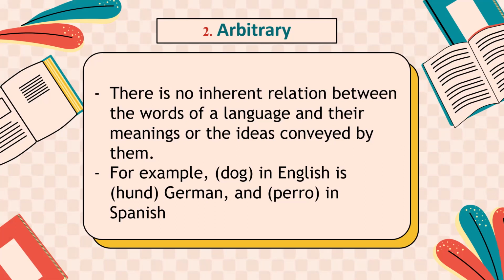And we can even see this in words like dog. We call this creature, which has a tail and ears, a dog. So in English we call it dog, in German we call it Hund, in Spanish we call it perro. So there is no inherent relationship. Each language names each object by itself.